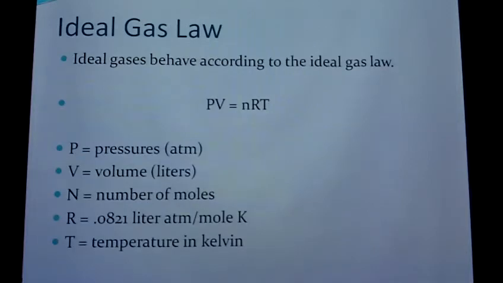The ideal gas law says this. Ideal gases behave according to the ideal gas law, and that's PV equals nRT, where P is the pressure, V is the volume, little n is the number of moles of gas, R is the universal gas constant, and T is the temperature in degrees Kelvin.